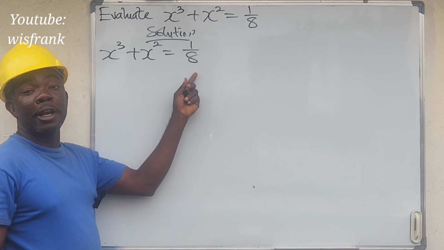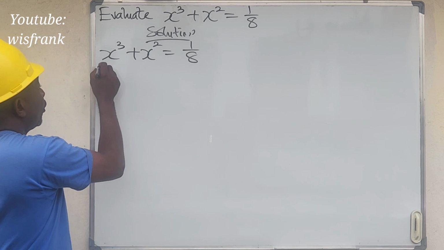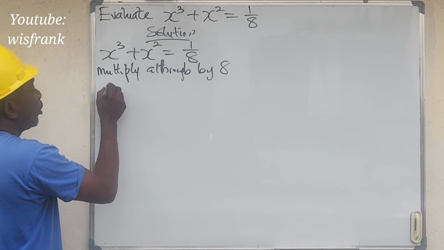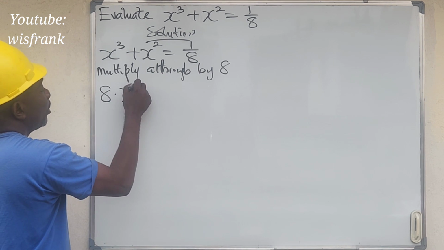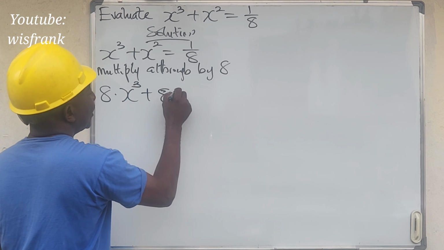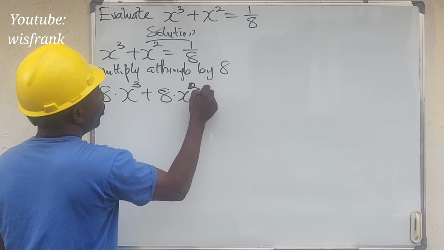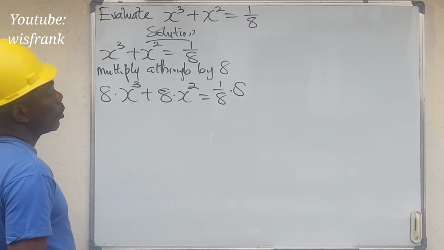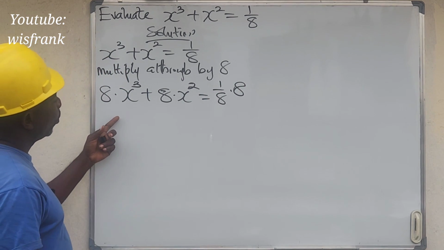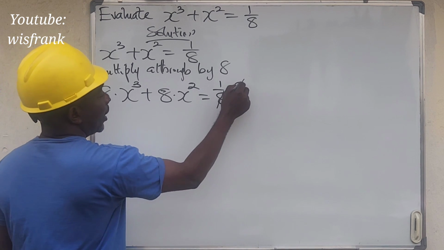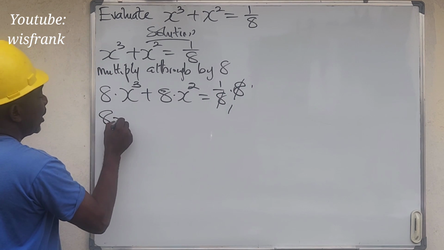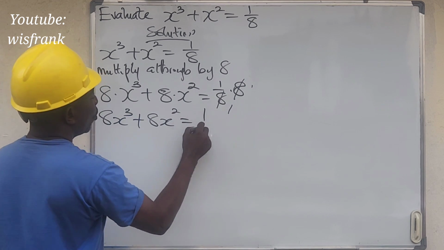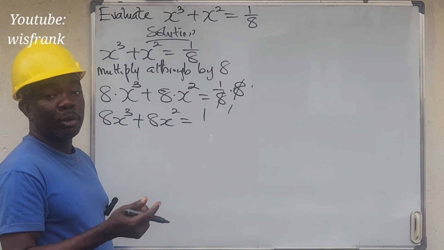We need to clear this fraction. So what we are going to do is multiply all through by 8. So this will become 8 times x to the power of 3 plus 8 times x to the power of 2 equals 1 all over 8 times 8. So this is what we have. From here, we can see that 8 will cancel here and 8 will cancel here. We are now left with 8x to the power of 3 plus 8x to the power of 2 equals 1.